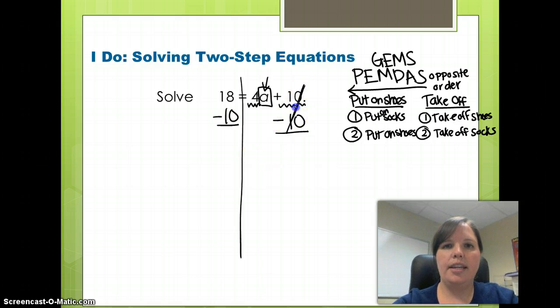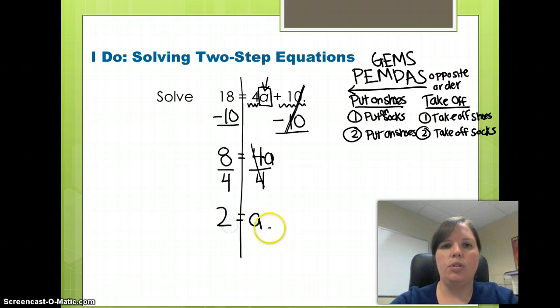So the 10s cancel out. I'm left with 4a because nothing happened to the 4a. And then on the left side, 18 minus 10 is 8. I've only got a one-step problem left, and so I divide by 4 to undo the multiplication by 4. The 4's cancel. I'm left with 1a, or just a, and a is equal to 2.